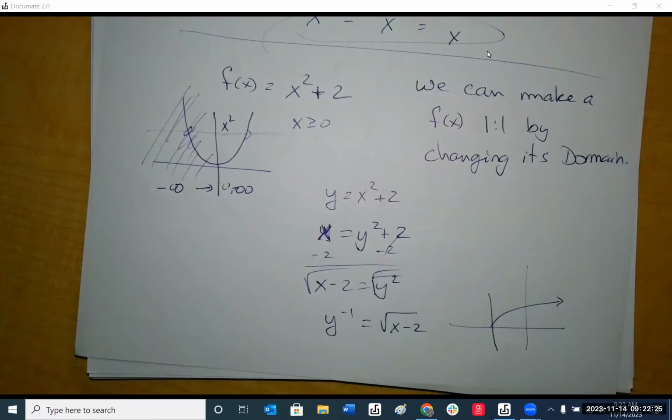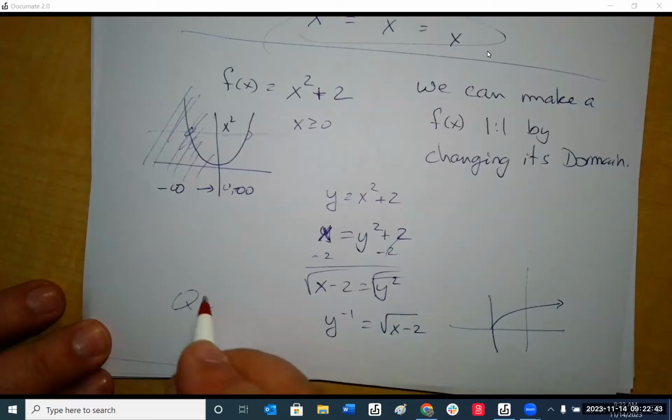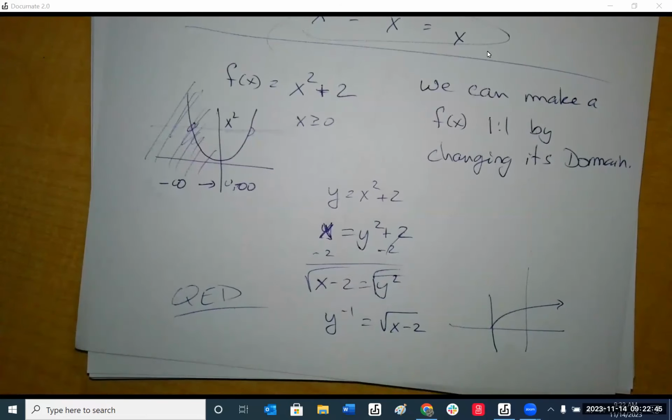So if you have a function and it's not 1-to-1, change the domain, and then you can make it 1-to-1. By looking at the graph, of course, it makes it easier. There, QED. That's Latin for what was to be demonstrated has been demonstrated.